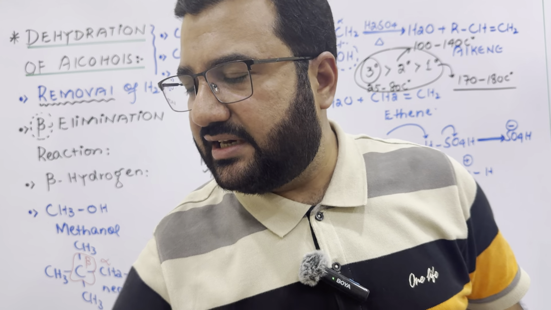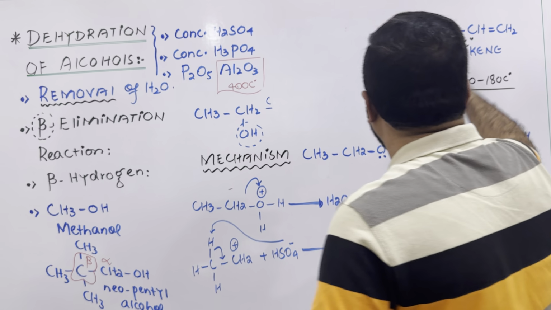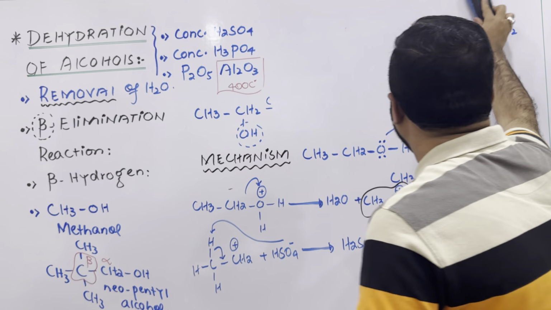Now, my dear students, there is a special case: if we have an alcohol in which there are two types of beta hydrogens, or more than one type of beta hydrogen, then what will happen? Let us take an example of 2-butanol. In this 2-butanol, OH is the functional group. Here is the alpha carbon, and the two carbons directly attached to this alpha carbon are the beta carbons. Now, in this case, both beta carbons are different with respect to their hydrogen content. This carbon has two hydrogens, and this beta carbon has three hydrogens.